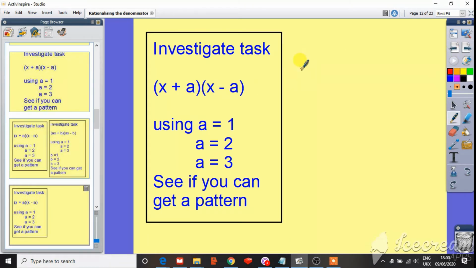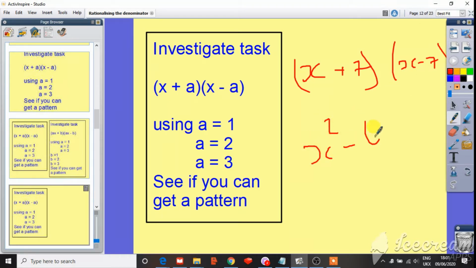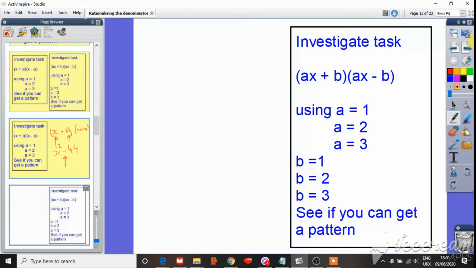Now, if you're doing this one here, what you should notice is if I did x plus 7 and x minus 7, this is just going to be x squared minus 49. The easiest way is it's going to be your first digit squared, a minus, and a minus is important, and then your second digit squared. And it's only true when that sign's flipped. Okay? So if I do the harder version, the rules are exactly the same.